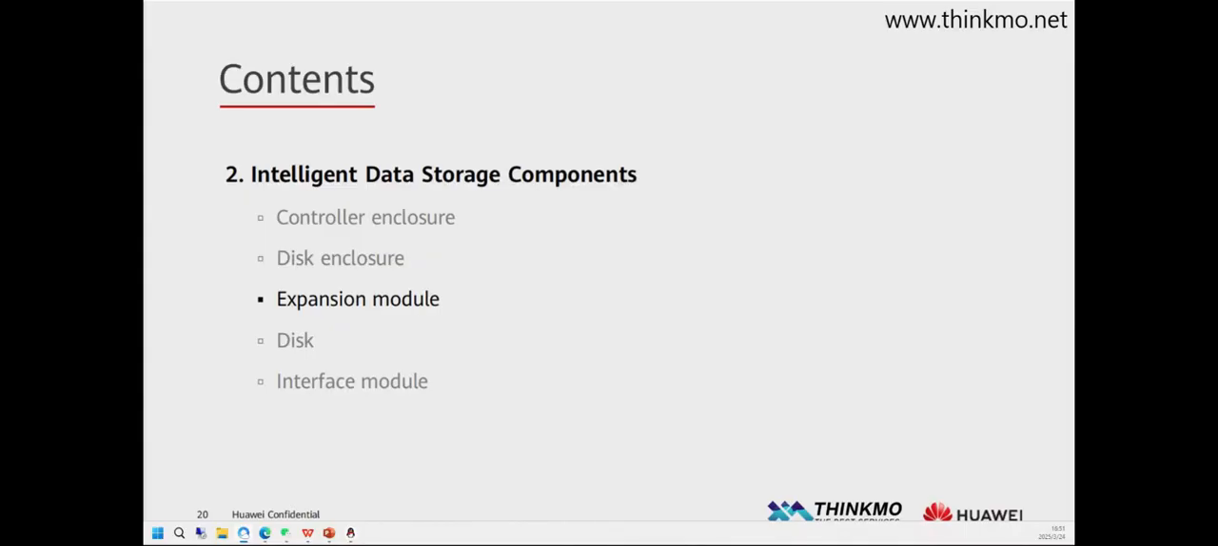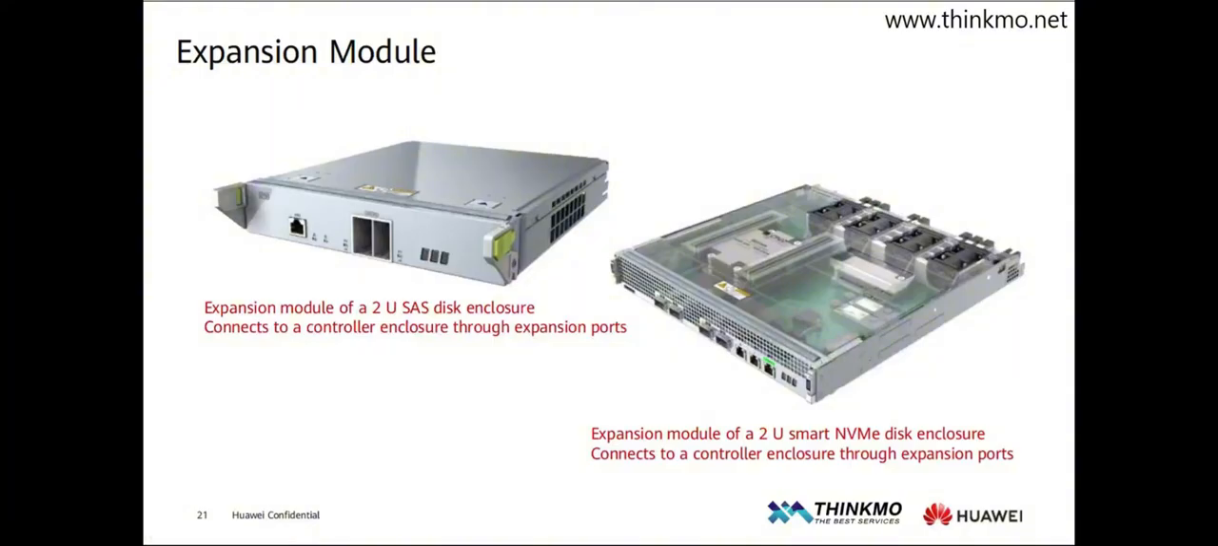First, let's take a look at the interconnection module. Its basic appearance looks like this. This is a 2U SAS module. It's an interconnection module within a 2U disk enclosure. Here is the interconnection module in a 2U disk enclosure. These are two different types of interconnection modules. Their appearances are different. You see, this one is SAS and this one is as well. Please pay attention to this style here.